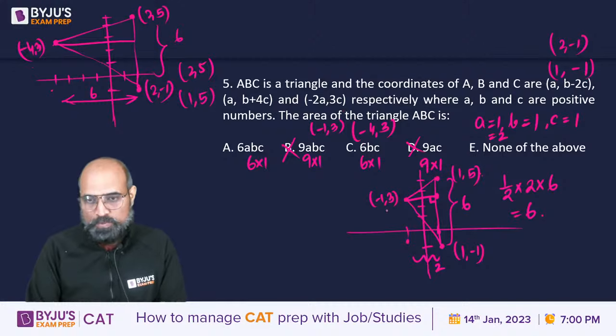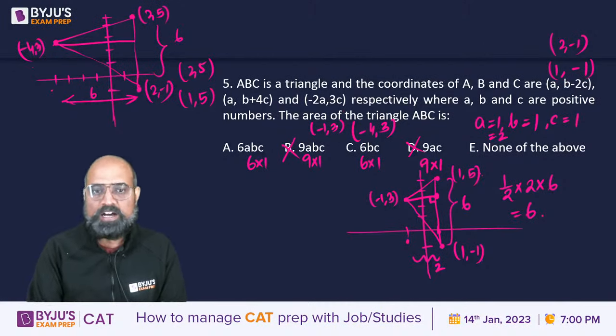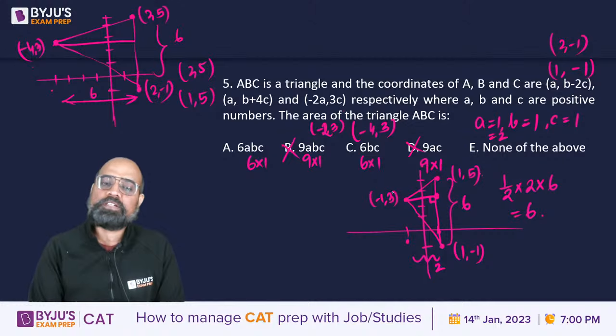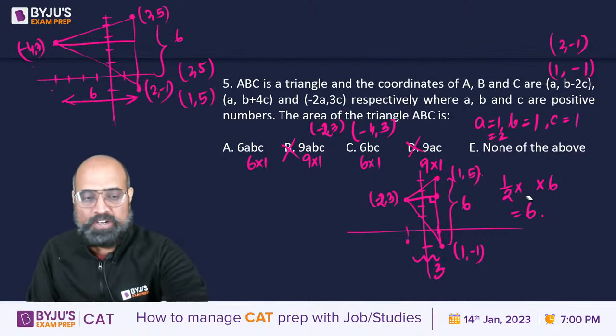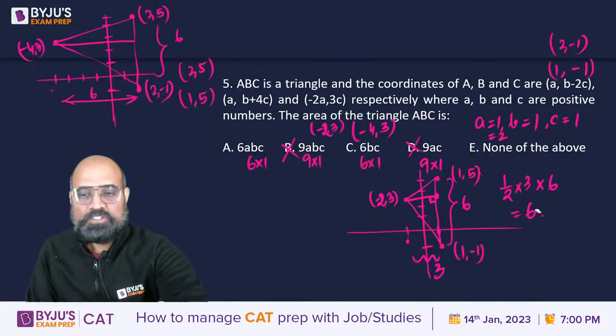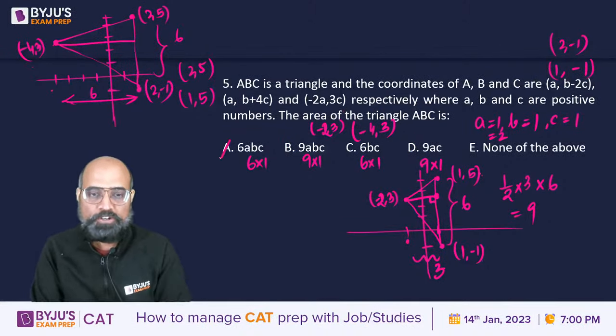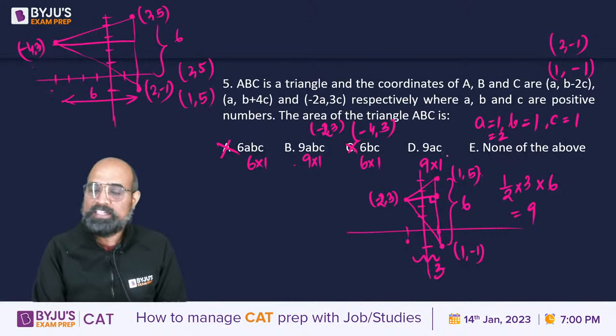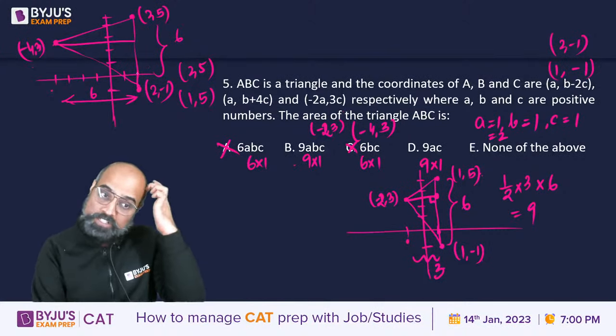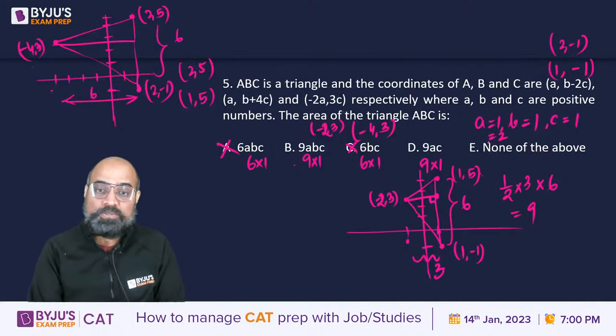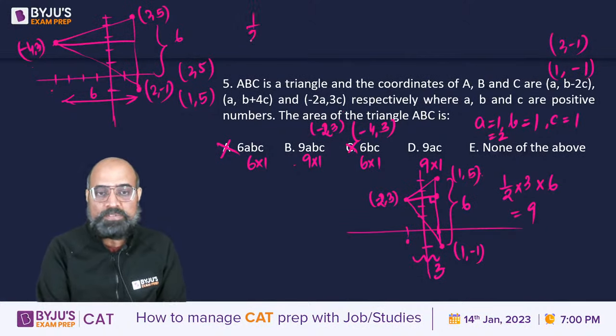This was minus 1, comma 3. Sorry, this is minus 2, comma 3. So this is 3. Sorry. This is 3. So this is going to give me 9. 9 means it's not going to be A or C. It's going to be either B or D. Now we can change it to A as 2. If I take A as 2, the area becomes half into 6 into 6, which becomes 18.